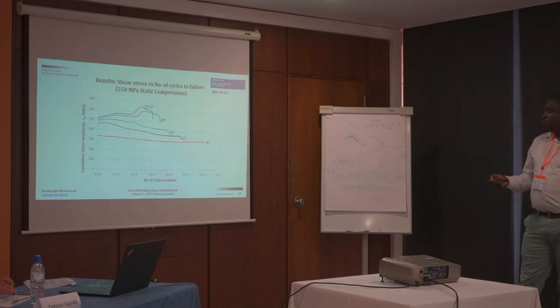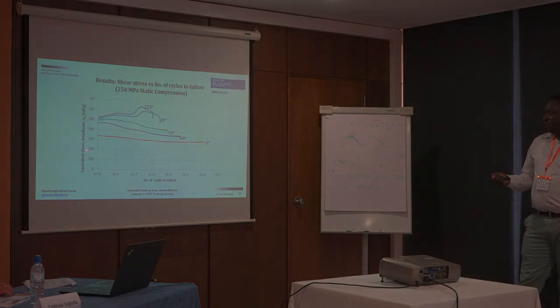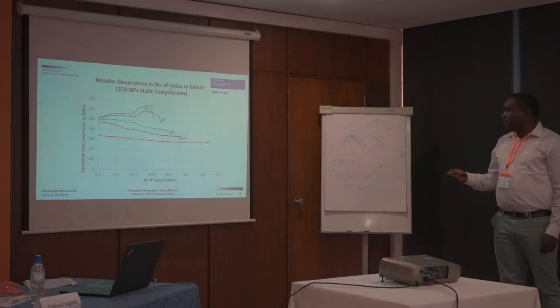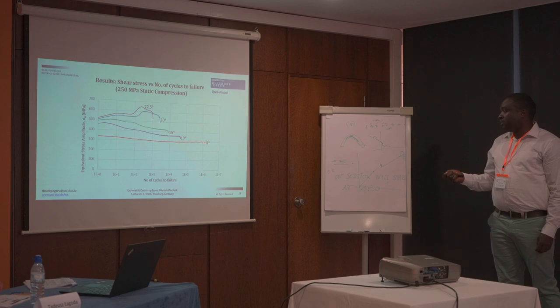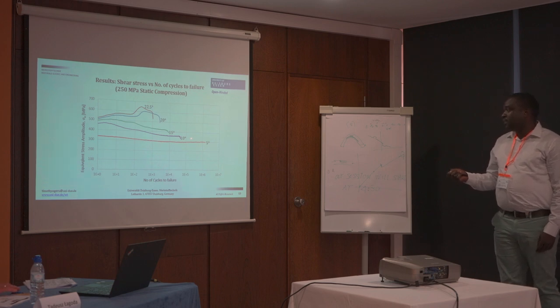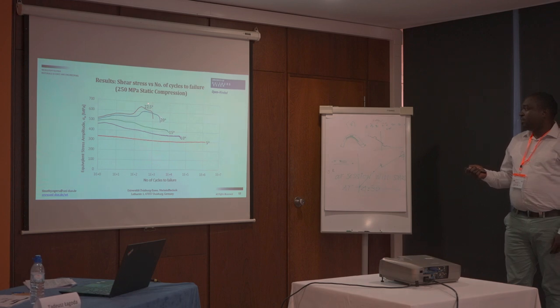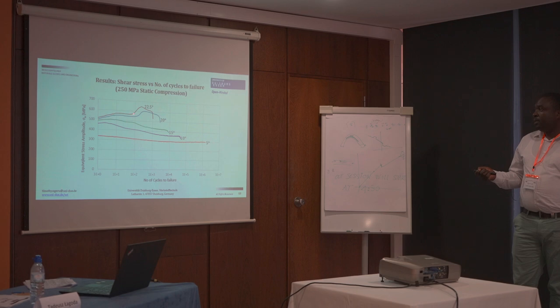This chart shows the behavior of the material under 250 megapascal static stress. On the y-axis is the equivalent stress amplitude, and on the x-axis is the number of cycles to failure. For the 5-degree angle of twist, we see a very slight softening followed by a very slight hardening, as if nothing happens within the material. For the 15-degree and 10-degree experiments, we see a slight hardening followed by a gradual softening. For the high angle experiments, 20 degrees and 22.5 degrees, we see primary hardening and rapid secondary hardening.